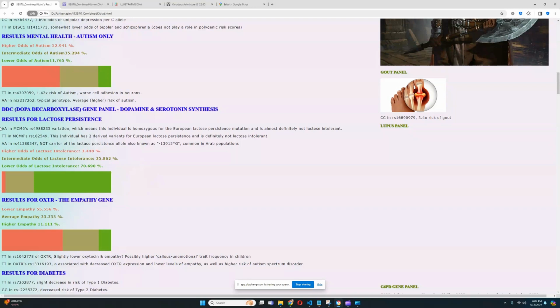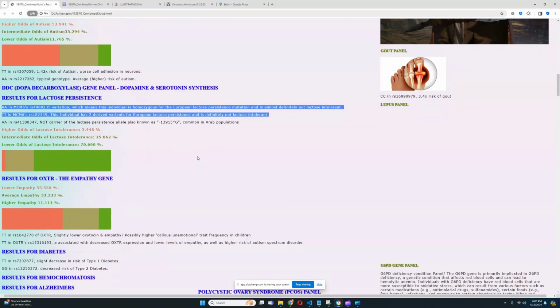Very interesting. It looks like he has 2 variants for European lactose persistence in this variation of MCM6, and he also has 2 variants for European lactose persistence in this other variation of MCM6. So he's definitely lactose persistent. He's got 2 derived variants in both variations for European lactose persistence. That's very interesting because it's a very Northern European mutation to have. And he, despite not being Northern European whatsoever, has both alleles in both variations.